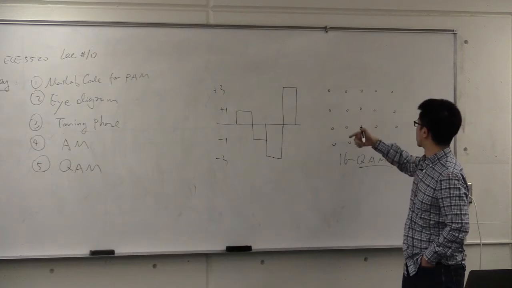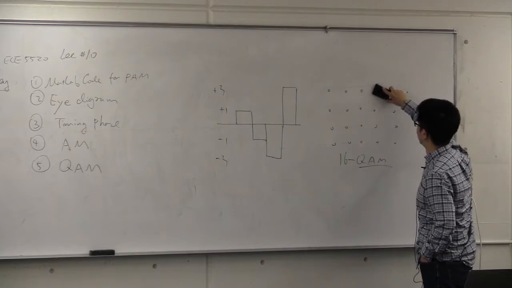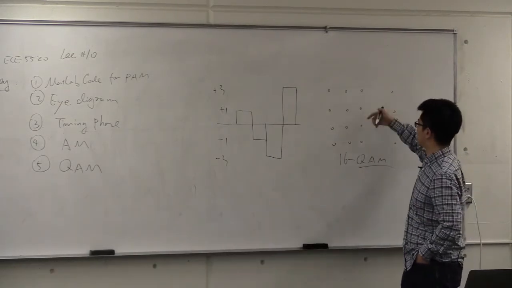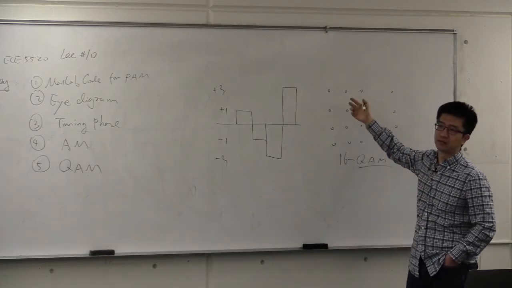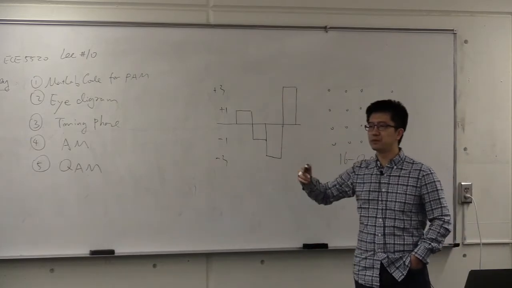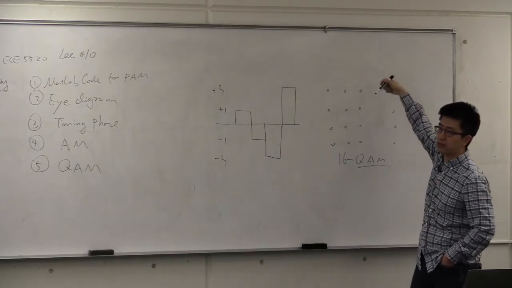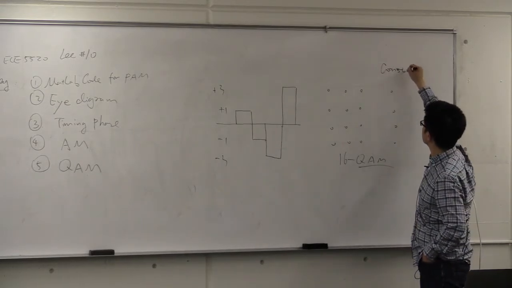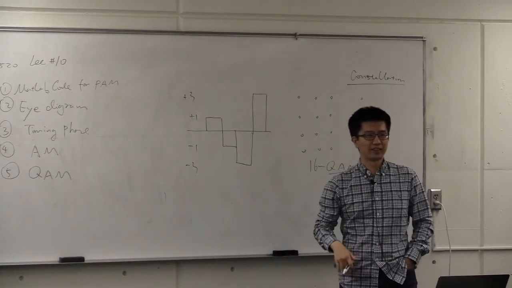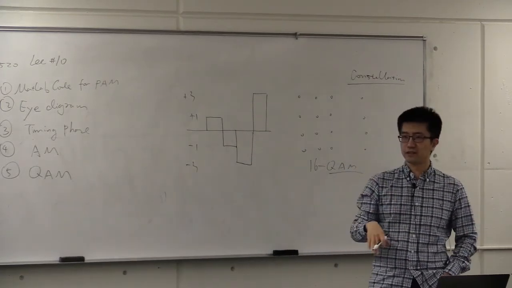Maybe I made a mistake, it's not 16 exactly. It should be something like that, so this is 16. You can see that in this case every point represents four bits instead of two. Is that clear? By the way, if we draw that in this way, it's called a constellation. Does that look like a constellation, like stars and so on? We're going to go through that very carefully next class.